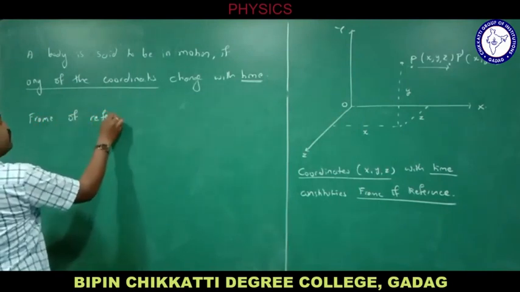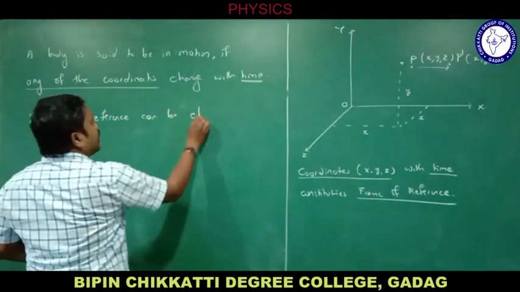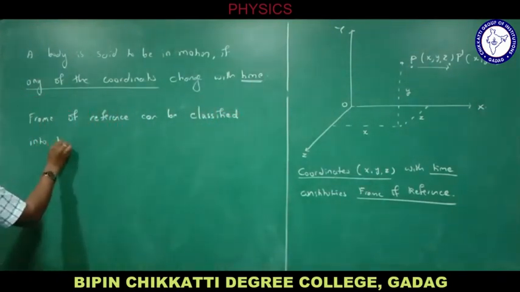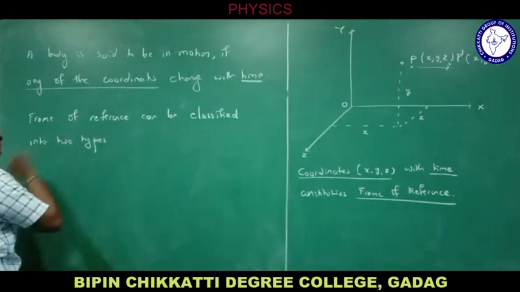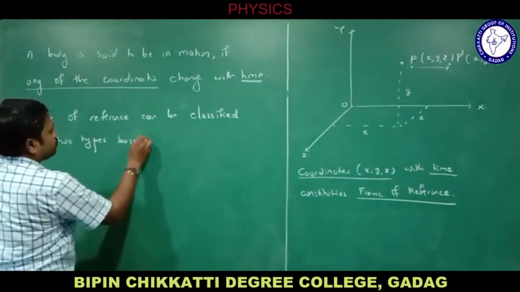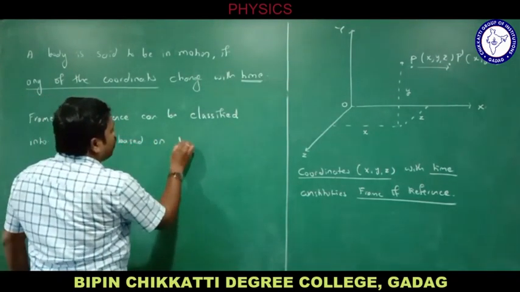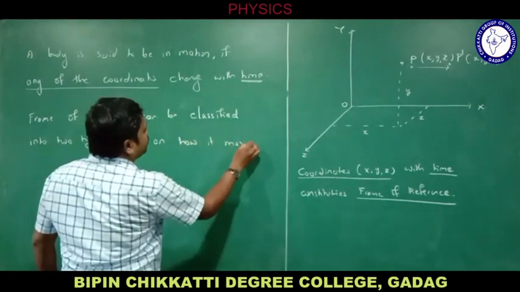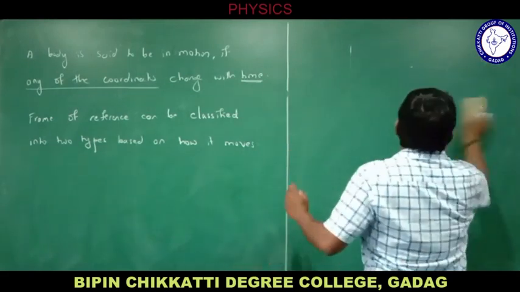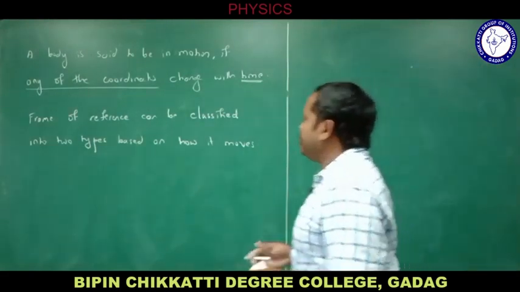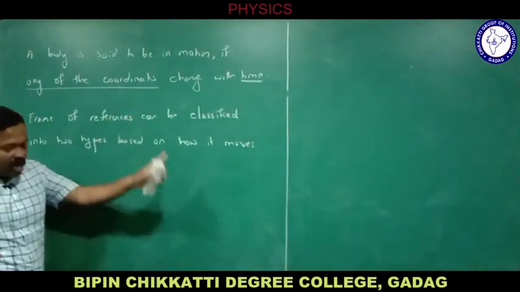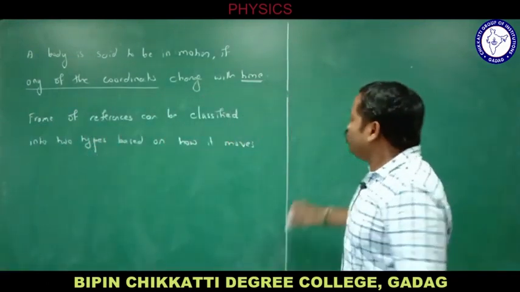Frame of reference can be classified into two types, right? Based on how it moves. So based on how it moves, we can classify the frame of reference into two types. Frame of references can be classified into two types based on how it moves, right? So there are two types of frame of reference.